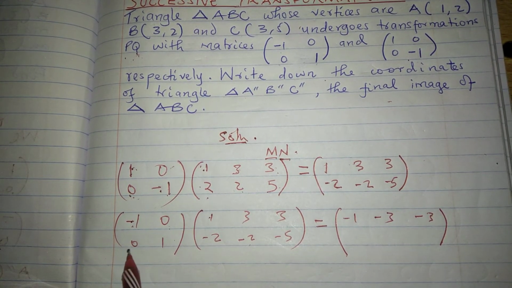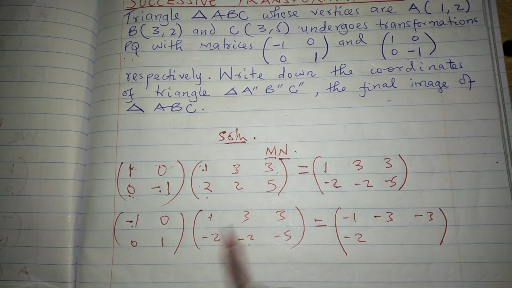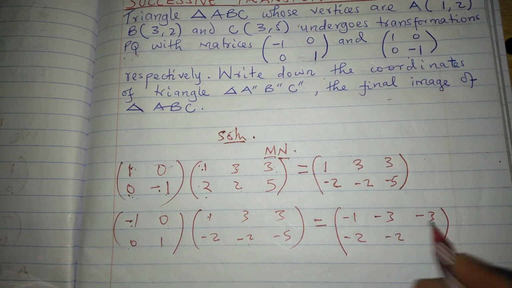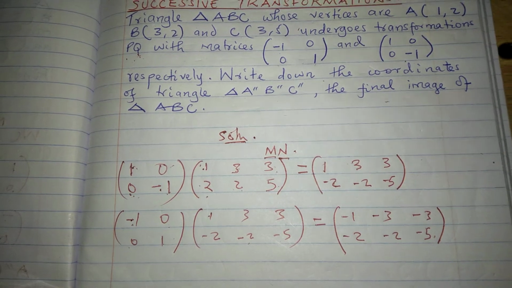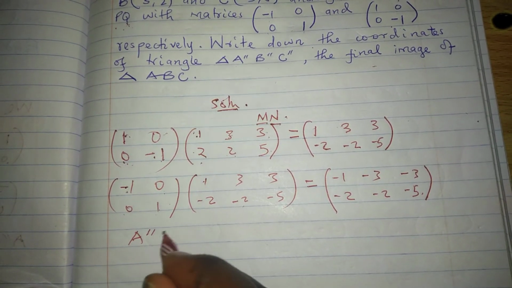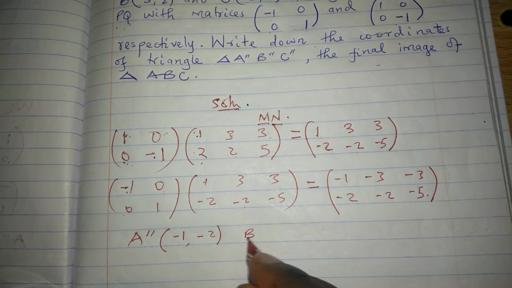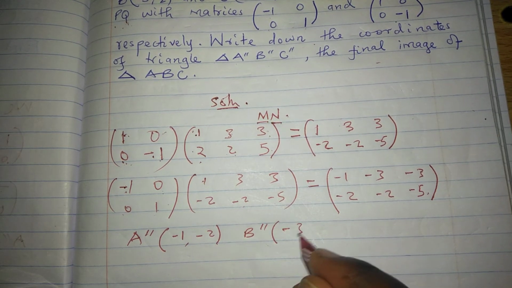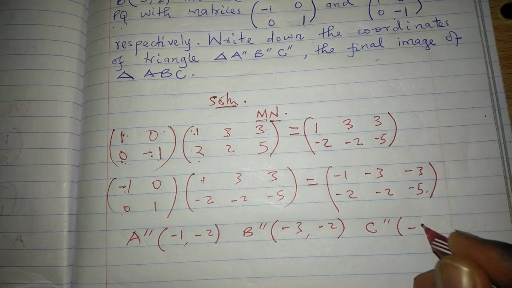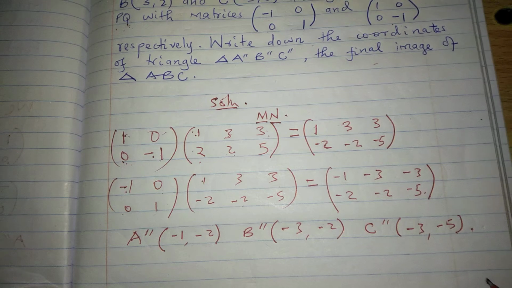Then finally we will have 0 by 1 and 1 by negative 2, 0 by 3 and 1 by negative 2, 0 by 3 and 1 by negative 5. So the final image is going to be coordinate A'' found at negative 1, negative 2, coordinate B'' found at negative 3, negative 2, and C'', negative 3, negative 5. So that is how we perform successive transformations.